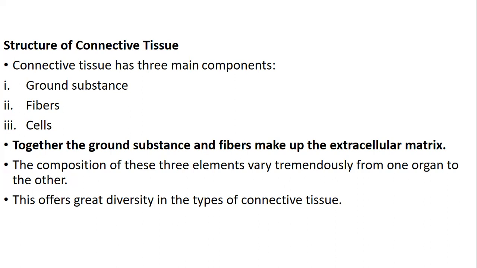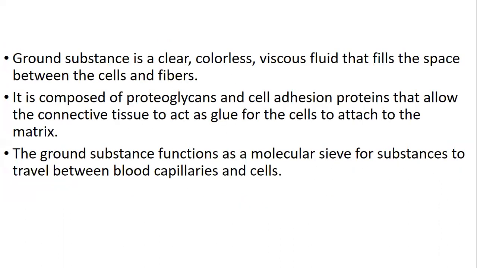Structure of the connective tissue is that it has three main components. It has what are referred to as ground substances, fiber, and cells. Together, the ground substances and the fiber make up what is known as the extracellular matrix. The composition of these three elements vary tremendously from one organ to the other, and this offers great diversity in the types of connective tissue.